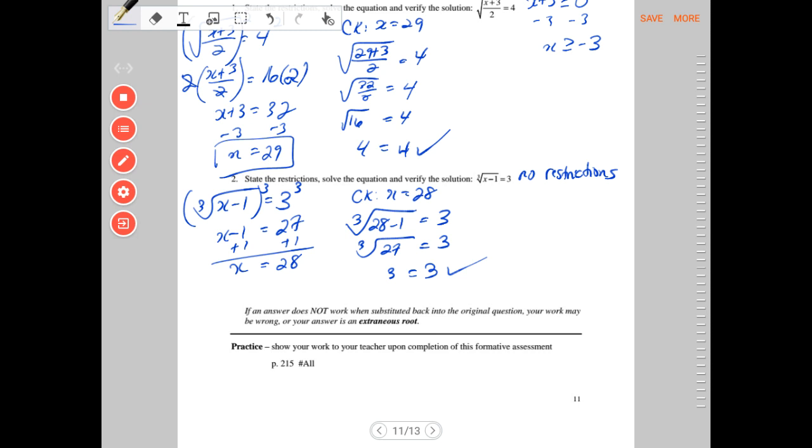Remember, if the answer does not work when substituted back into the original question, your work may be wrong, or your answer is what's called an extraneous root. We'll see some examples of that in our next section. For now, you can just go to work on page 215, all questions.